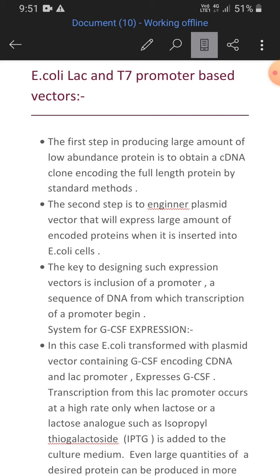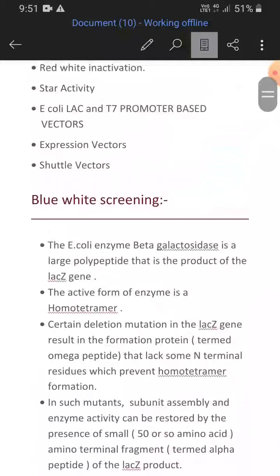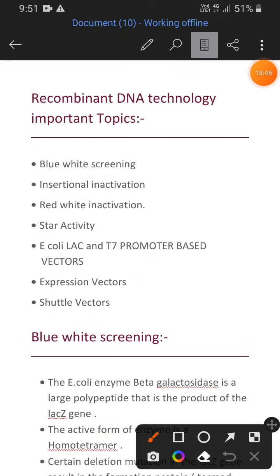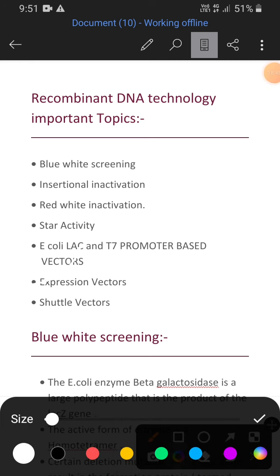Another thing is a conventional cloning technique, which is simple. So we have discussed our fifth topic of this week also. Now we have only two left. One is the expression vector that I am going to discuss with you within this week. Another one is the shuttle vector. So till then, bye bye.